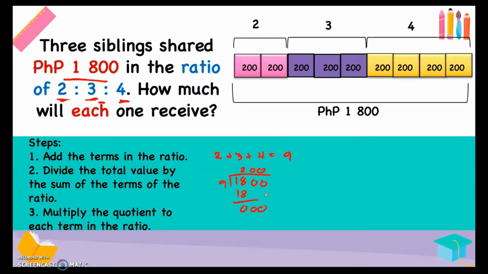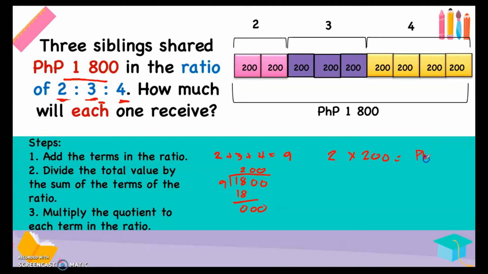But this is still not the final answer, since the question here is the value of each term in the ratio. So let's proceed to step 3, which is multiply the quotient to each term in the ratio. So the quotient is 200. We're going to multiply it to each term. So the first child will receive, we're going to multiply this 2 times the quotient, which is 200.